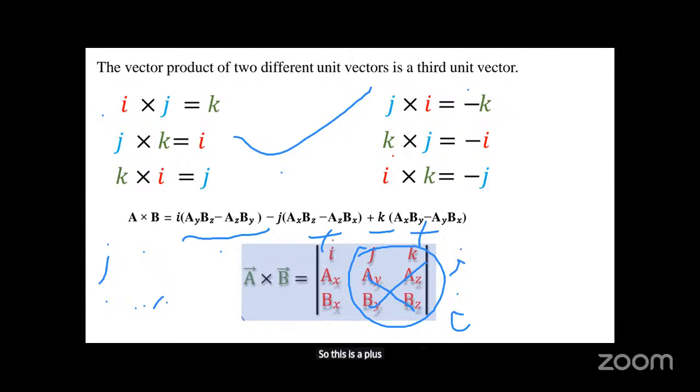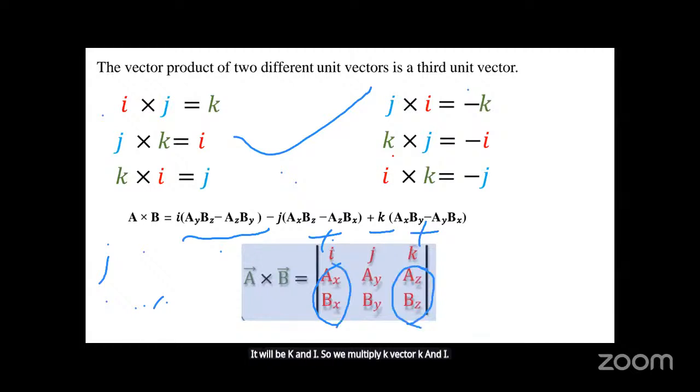Then when we come to J, we want to look for J. So in this case, we are going to multiply to get a J, it will be K and I. So we multiply vector K and I. Multiply vector K and I will give us J. So that is AX BZ minus AZ BX gives us a J.